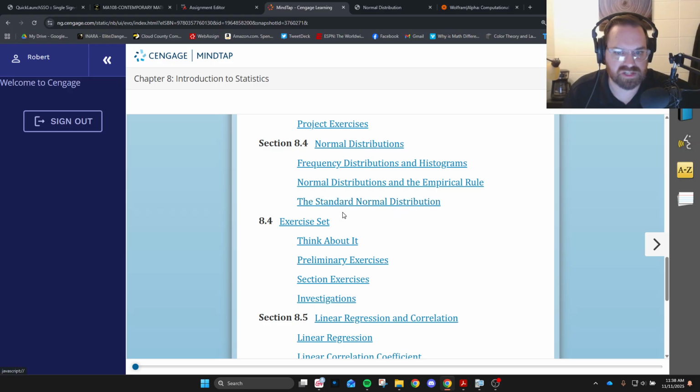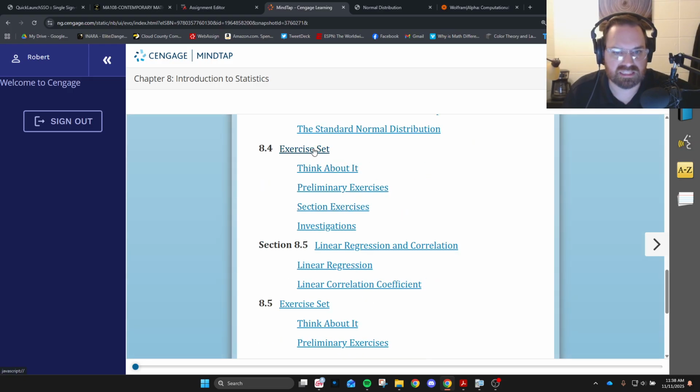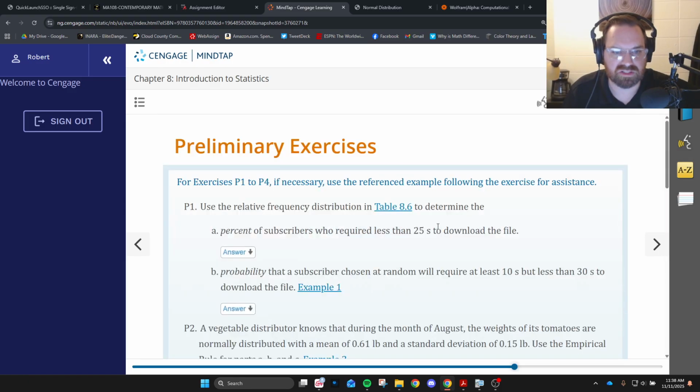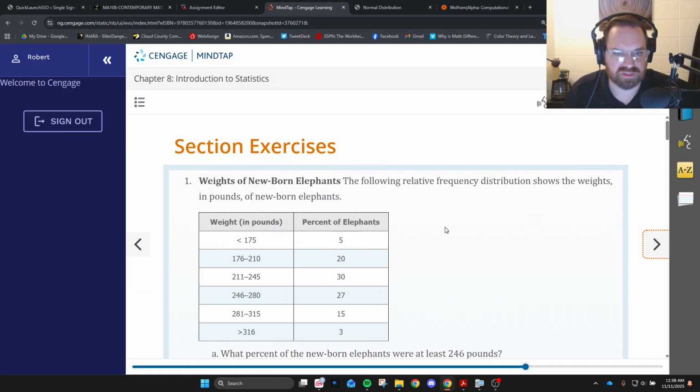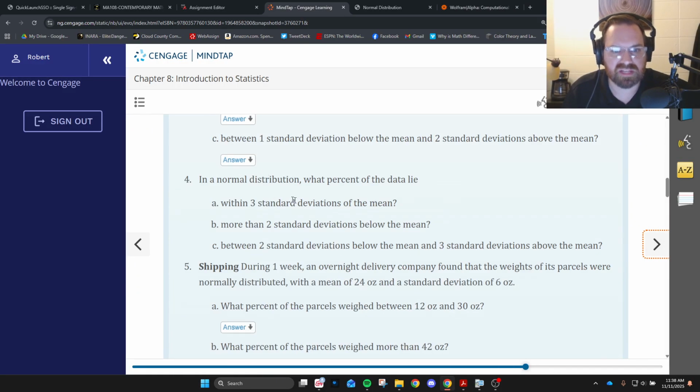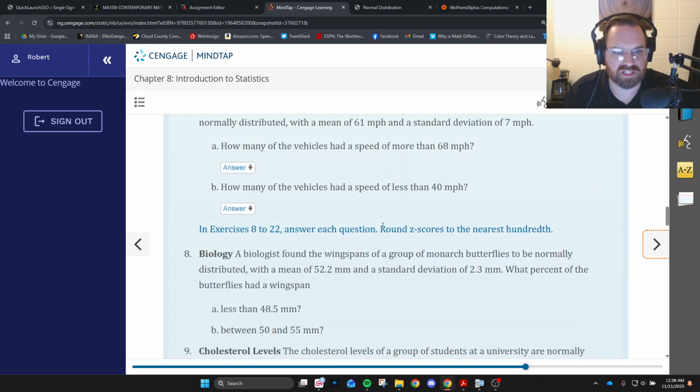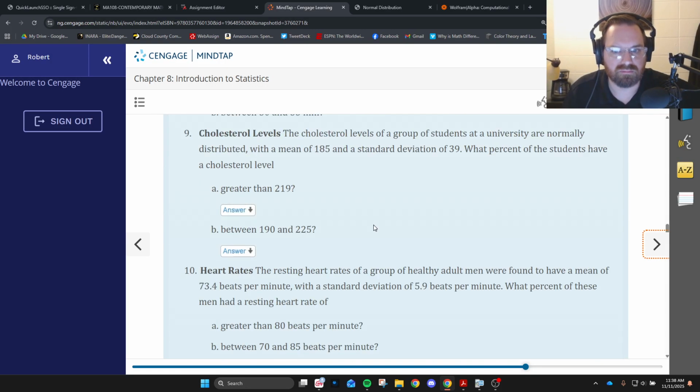There's a lot of great information in here. We'll do the preliminary exercises. Actually, let's just do some of the section exercises. Some of them have answers, which is nice, so we can check ourselves. We'll start off with this question here, question number 9.